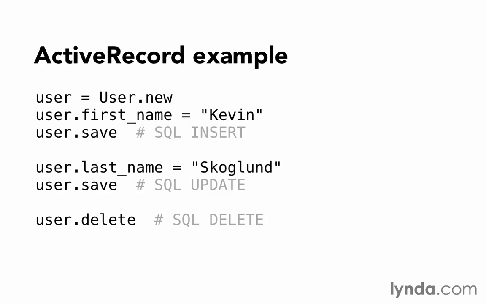Next, I set the attribute last name equal to Skoglund. Then I call user.save again. This time, instead of doing an insert statement, Rails does an SQL update statement because the active record object keeps track of the fact that this object has already been stored in the database. So it not only constructs the SQL for us, but it makes smart choices about what kind of SQL to write. And then last, I call user.delete, which writes an SQL delete statement, which deletes this row from the database.